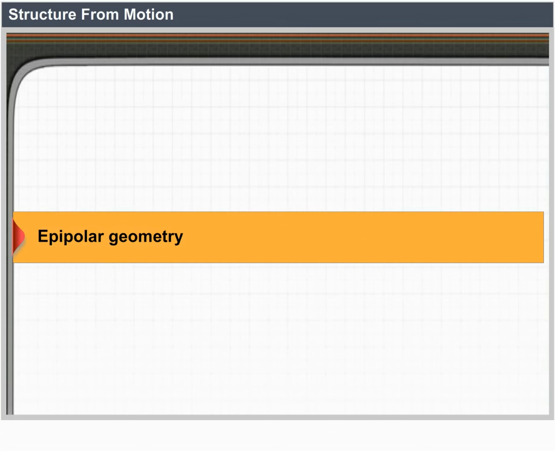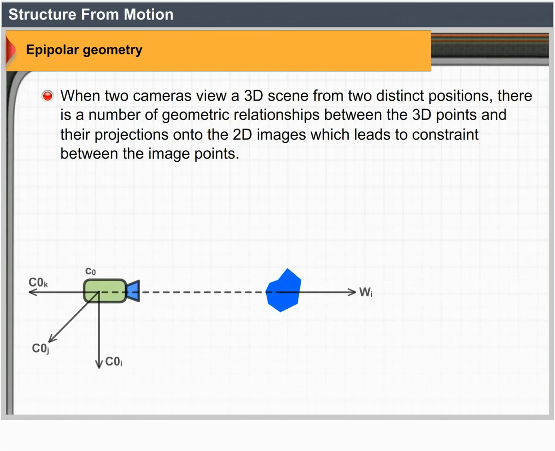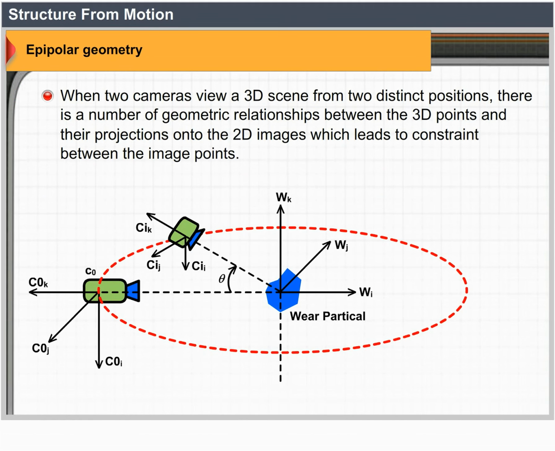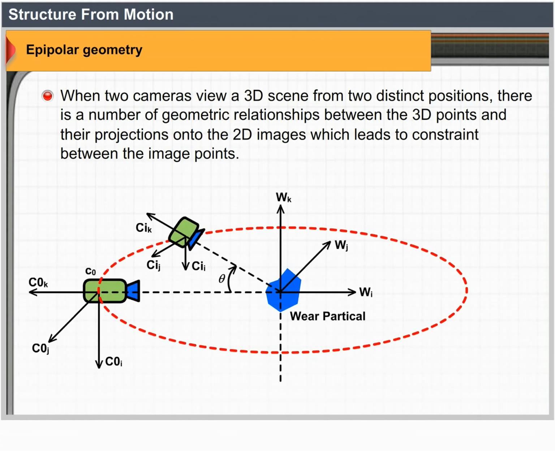Epipolar geometry is the geometry of stereo vision. When two cameras view a 3D scene from two distinct positions, there are a number of geometric relations between the 3D points and their projections onto the 2D images that lead to constraints between the image points.